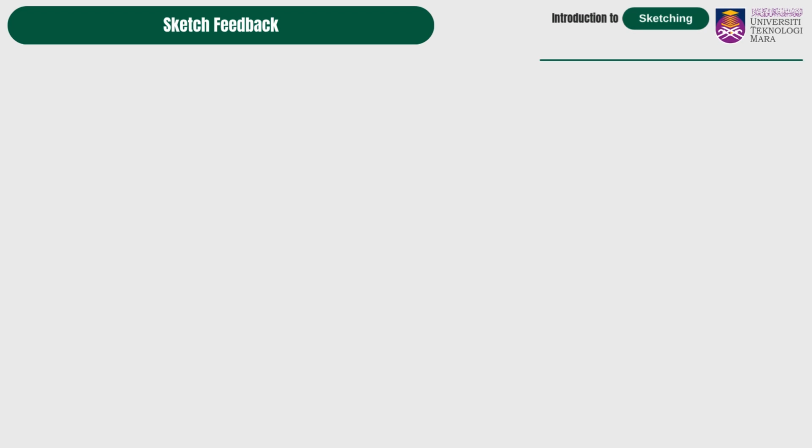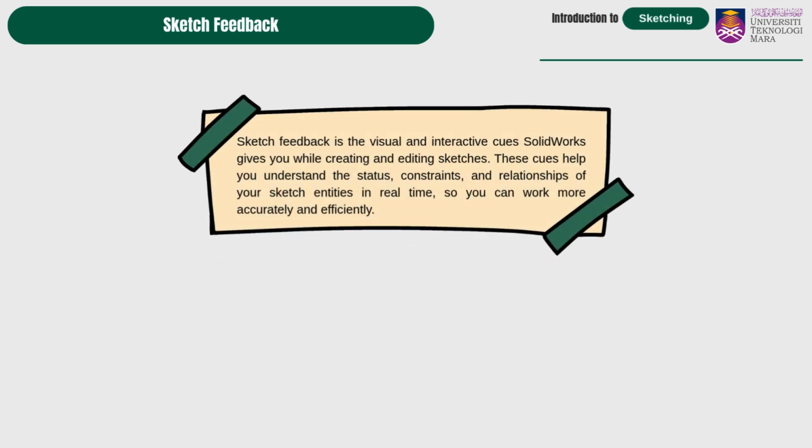Let's now talk about something that happens constantly while you're sketching in SolidWorks, but you might not even realize how powerful it is: sketch feedback. Sketch feedback refers to the visual and interactive cues SolidWorks provides as you create or edit your sketches. These cues tell you in real time the status, constraints, and relationships of your sketch entities. For example, you might see little icons showing that a line is horizontal, that 2 points are coincident, or that a circle is fully defined. This feedback is there to guide you so you can make sure your sketch is behaving exactly as you intended.